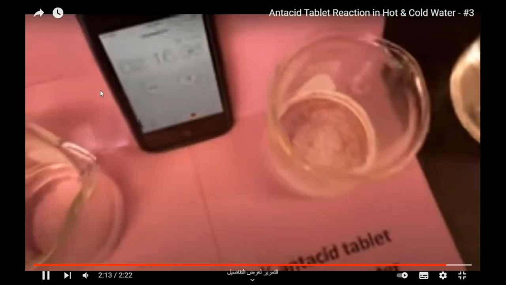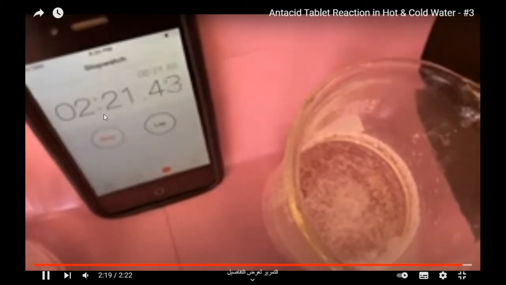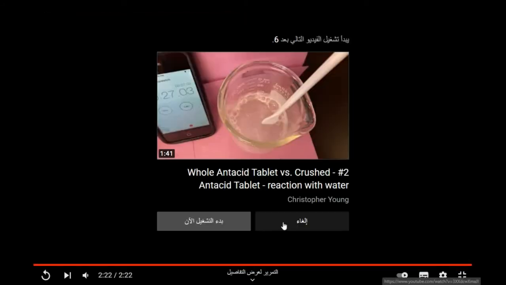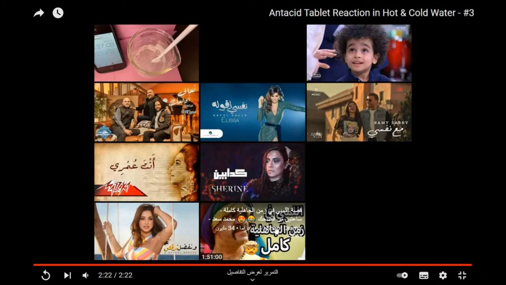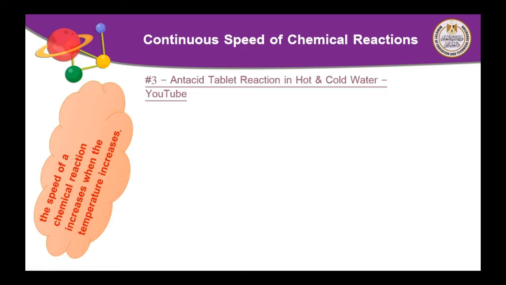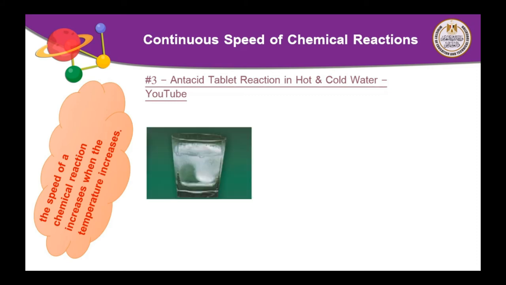هنا بيحدد لي التايم اهو عشان يشوف مين فيهم اسرع من التاني. Yes, 2 minutes and 22 seconds. Okay. هنا عندي the speed of the chemical reaction increases when the temperature increases.